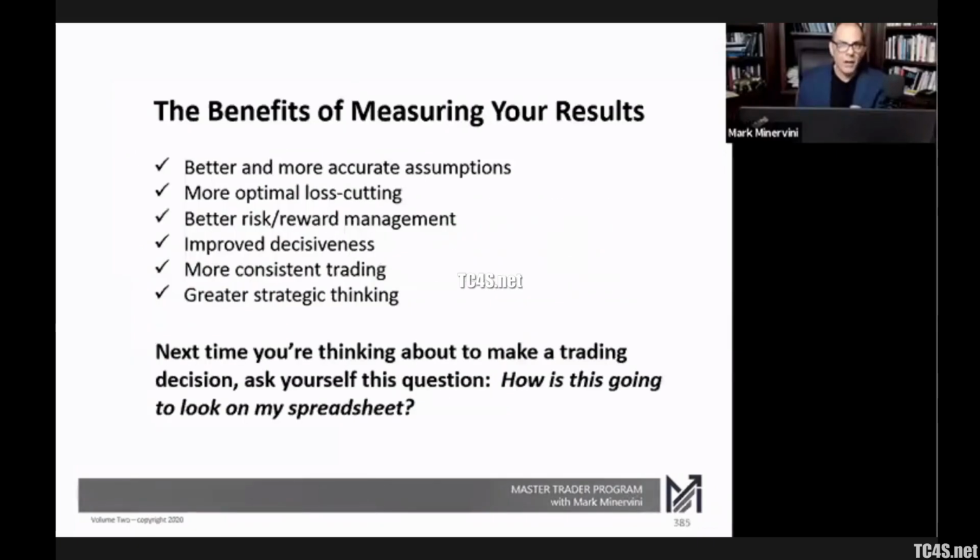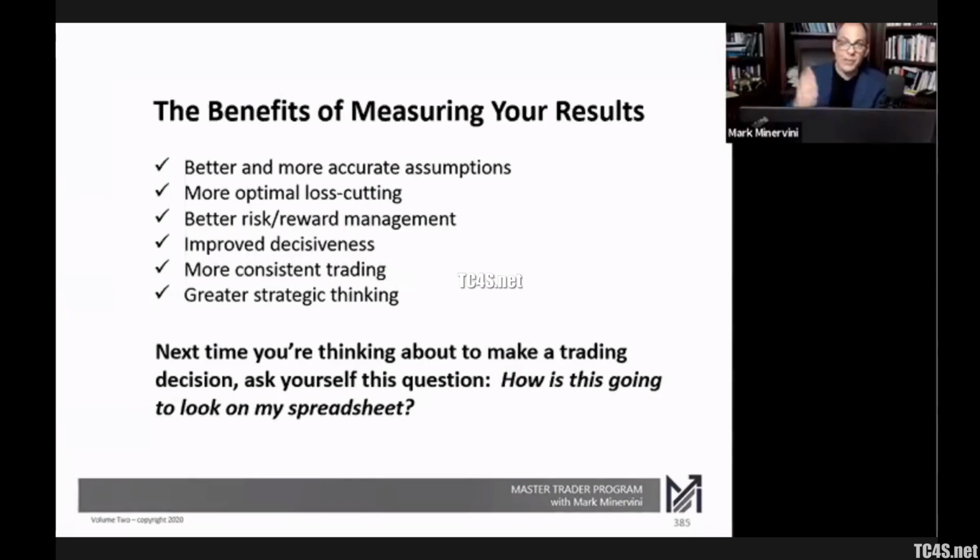And the benefit of this is that you're going to find right away that you're going to make better assumptions when you use your results. They're going to be real assumptions that you can count on, a lot more than just an assumption based on technical analysis or a guess or a target. You're going to optimize your loss cutting.